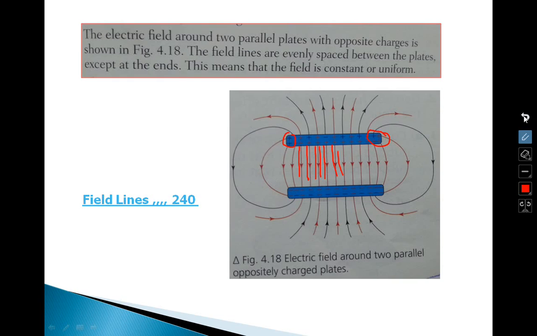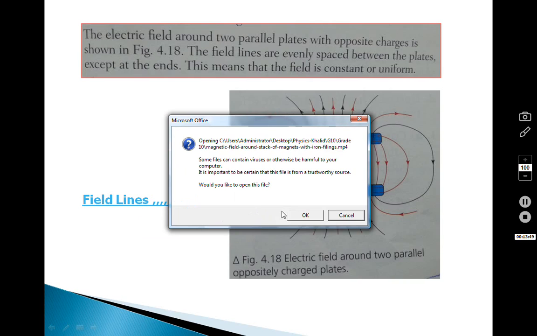So we will show some video here. By this video, we will show how those lines are distributed between two different magnetic poles, like N and S poles, or different plates here, positive and negative, it's the same. So have a look, please, at this video.